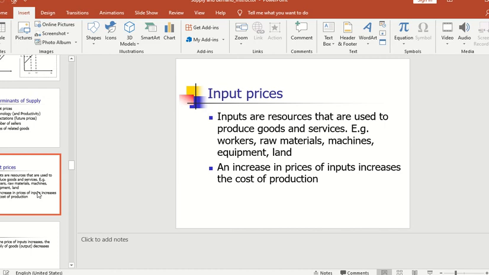So, in order to make goods and services, in order to make output, firms need to use inputs. These inputs are not free. So they go into the cost of production or the cost of doing business. An increase in prices of inputs increases the cost of production. Okay? So let's look at an example.